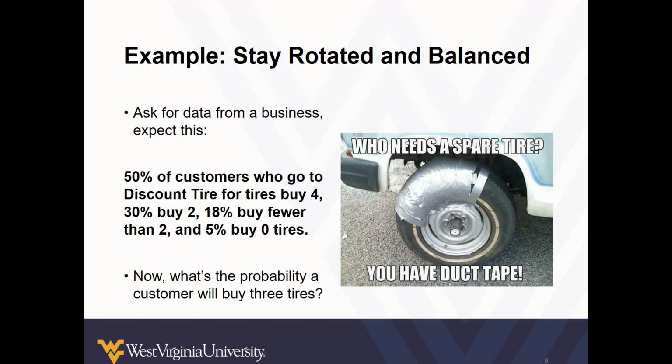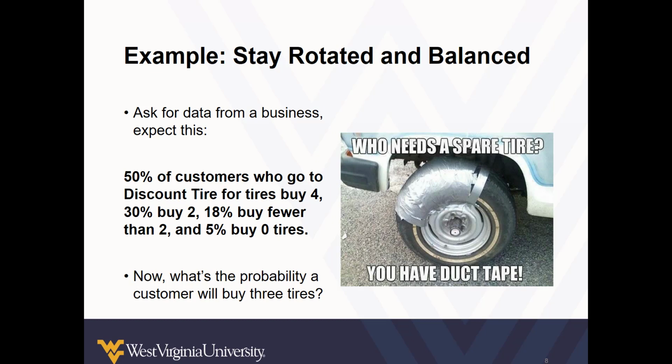So we're just going to keep on rolling with the car theme. So let's talk about selling tires. Yes, that was a pun. So if you're working with a business and you ask for data from a business, you can expect to get a block of text that will tell you that 50% of customers who go to Discount Tire for tires buy 4, 30% buy 2, 18% buy fewer than 2, and 5% buy 0 tires.